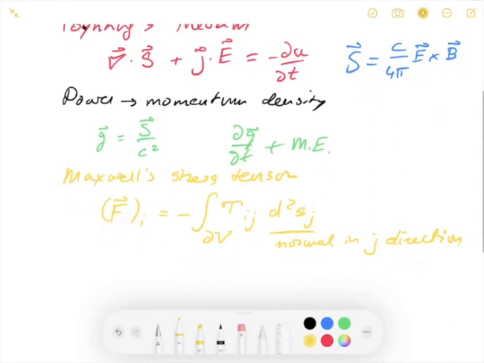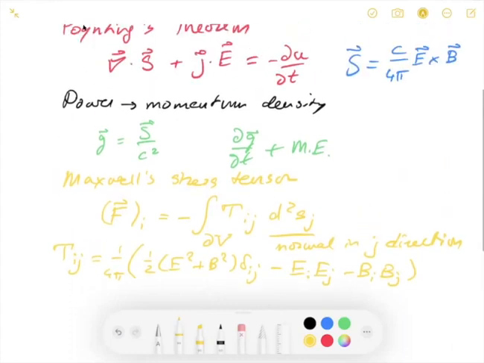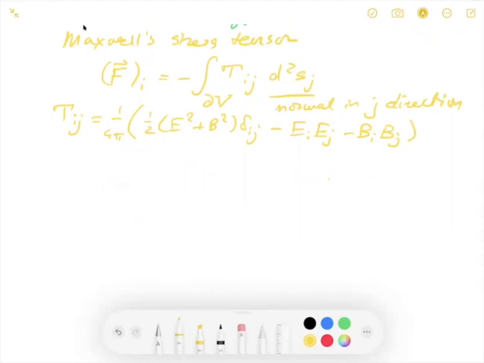The Maxwell stress tensor is a rather ugly expression that I don't want to write down right now. I actually might as well. All right, fine. So this is T_ij. It's 1/4 pi, and it's 1/2 (E squared plus B squared), and this part is diagonal, delta_ij. And then you get your off-diagonal corrections here. So let's go through symbolically what we could do with these objects.